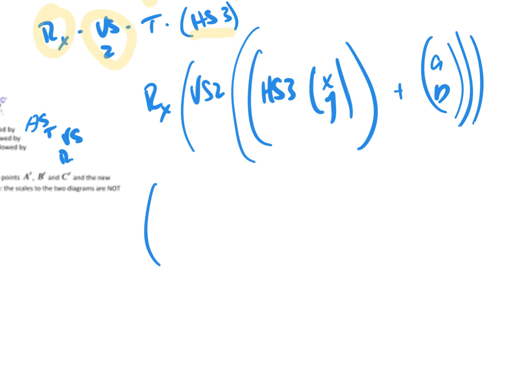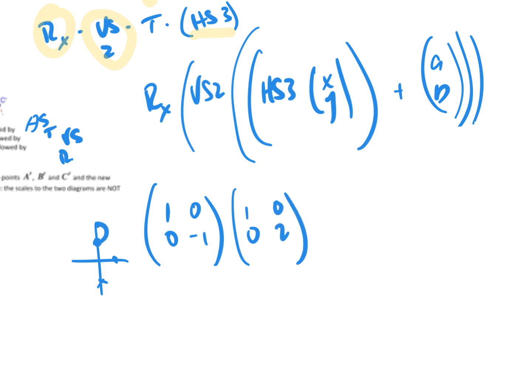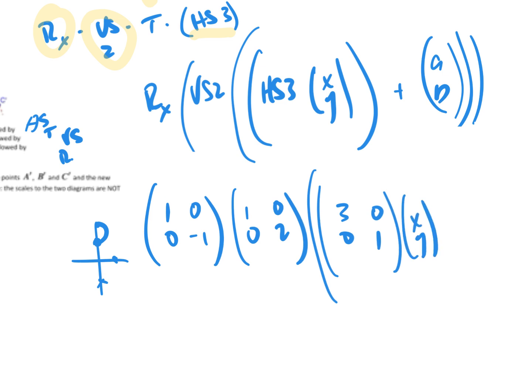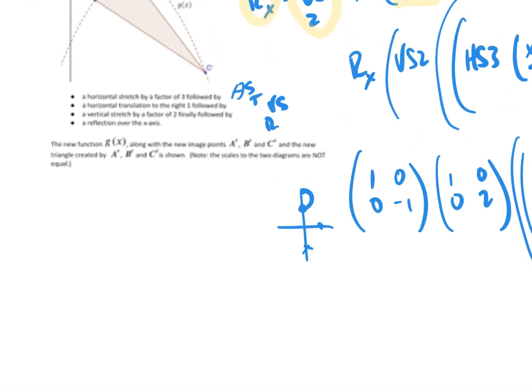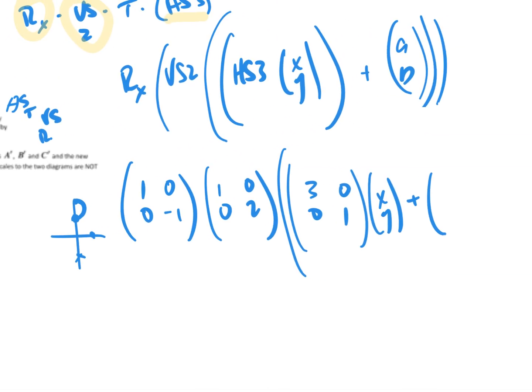And so if I start to build this now, remembering from the matrix unit, if I think about where the points (1, 0) and (0, 1) go, reflecting over the x-axis, (1, 0) remains (1, 0), and (0, 1) is going to become (0, negative 1). The vertical stretch means (1, 0) remains the same, but (0, 1) would become (0, 2). And now I know that my horizontal stretch is going to be [3, 0; 0, 1] times x, y, plus I also am going to add on my translation, which is going to be to the right 2, so that means x is 2 and y is 0.